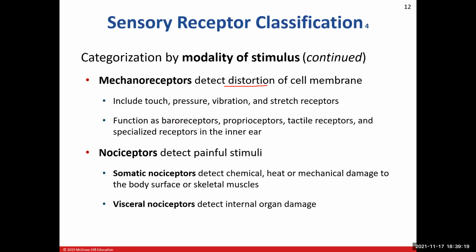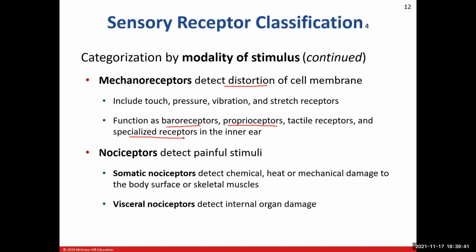So when we talk about the stretch receptors, we refer to the baroreceptors. Proprioceptors, again, that's going to be for movement. Our touch receptors, that's pretty obvious. And then when we talk about our inner ear receptors, that's going to deal with equilibrium.